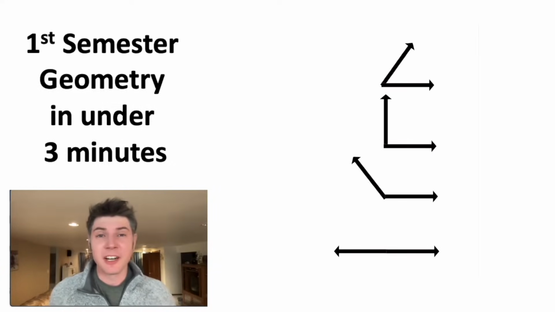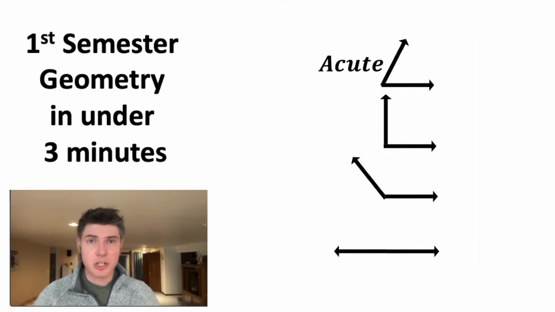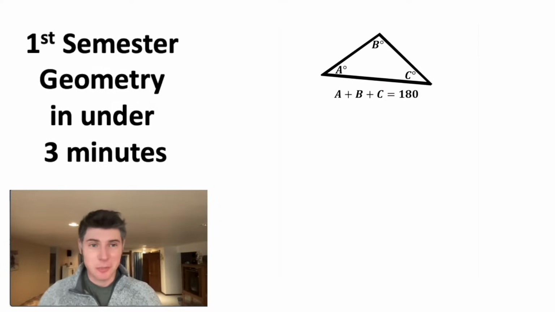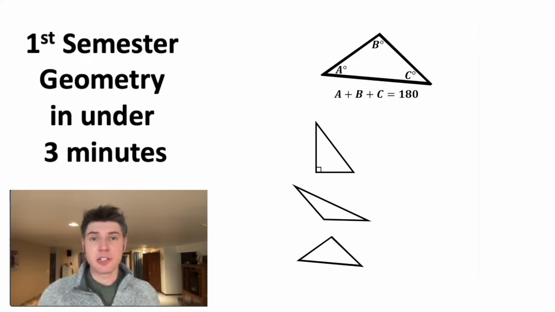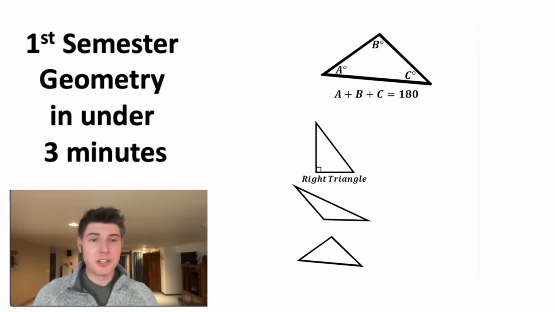Next, we can start focusing on angles. An individual angle can be acute, right, obtuse, or straight. The sum of the interior angles of a triangle always sums to 180 degrees. And we can categorize triangles based on these angles. We call it a right triangle if there's one right angle, an obtuse triangle if there's one obtuse angle, and an acute triangle if all three angles are acute.